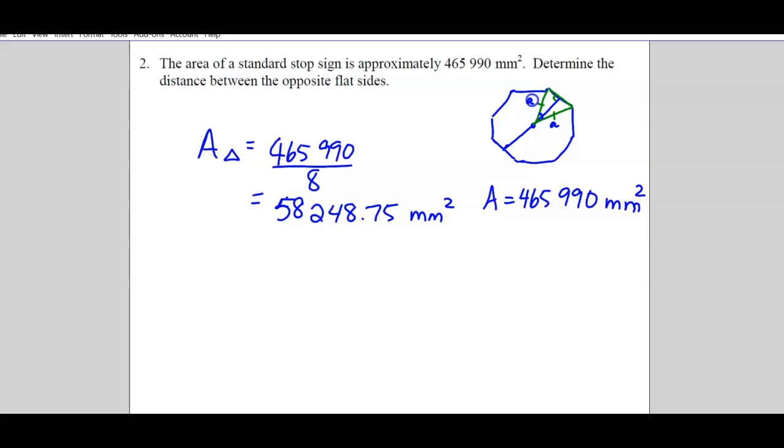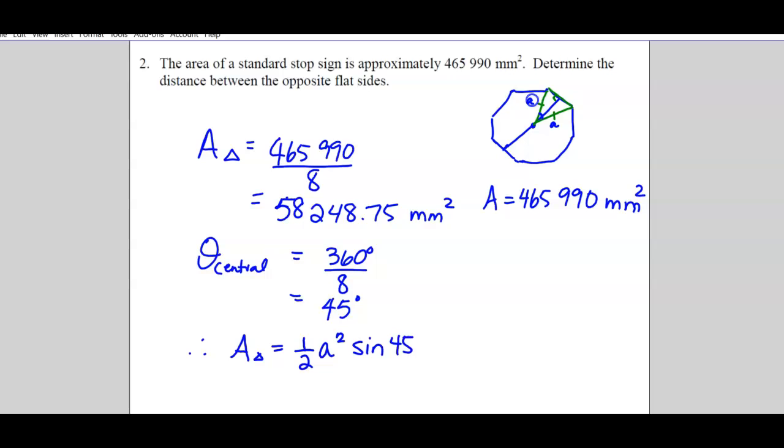So we can get that angle. I'm going to call it theta of the triangle, the central angle. 360 divided by 8. What's that? 45. Okay, so therefore, the area of the triangle is going to be 1/2 a times a, which is a squared, sine of 45.